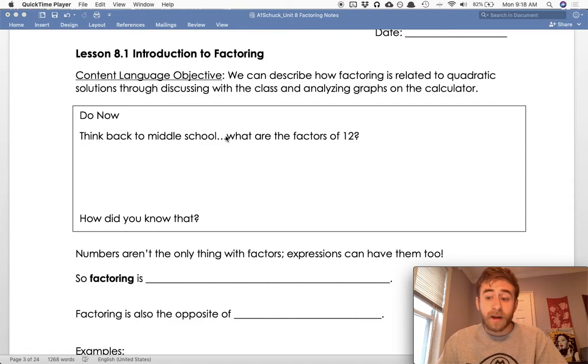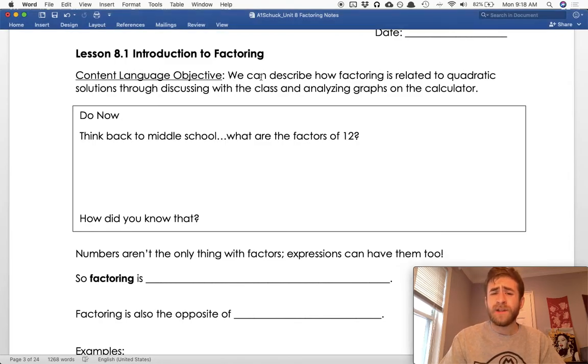Hey there. New week, new unit we're starting out. We're on to lesson 8.1, first lesson of this unit. So, our objective for today is to be able to describe how factoring is related to quadratic solutions.